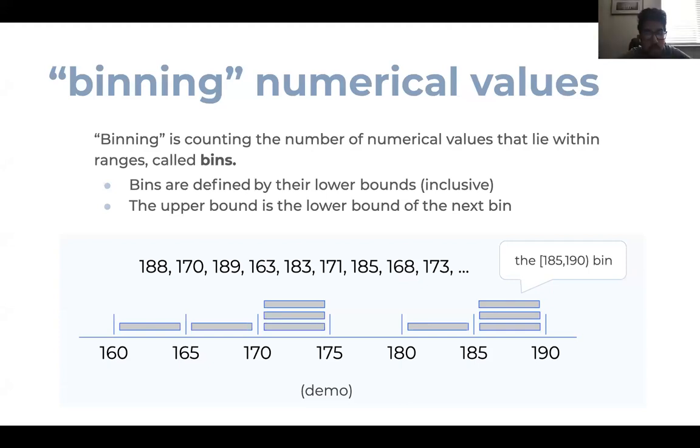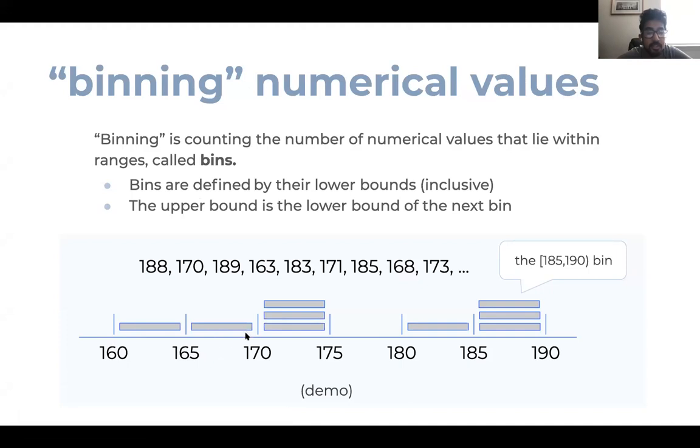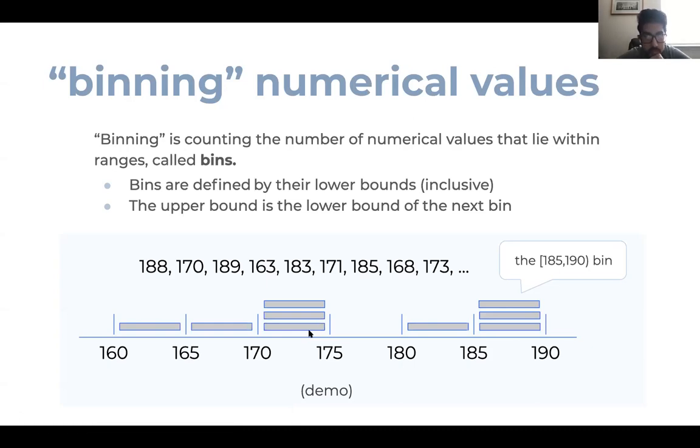Here's some more stuff about bins. One really important thing to understand is that bins are defined by their lower bounds. The lower bound is inclusive, and the upper bound is exclusive. What that means is that this first bin right here is going to include all the values from 160, because the lower bound is inclusive, to 164, because the upper bound is exclusive. The next one will be 165 to 169, and then 170 to 174, and so on. That's one really important thing to point out about histograms or bins.